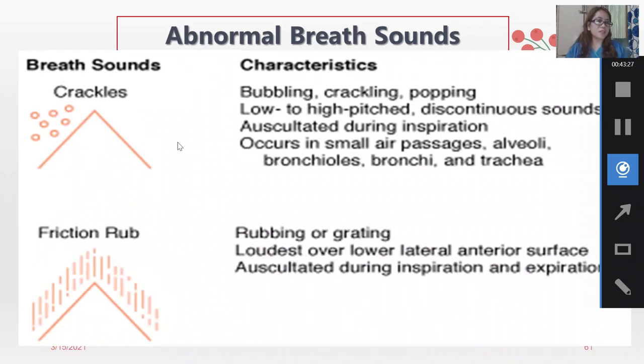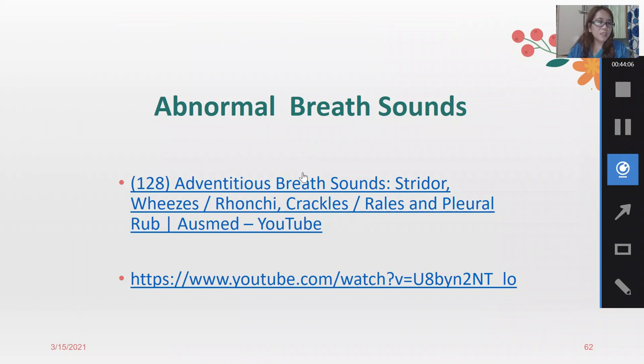Okay? Crackles. Again, meron tayong fine crackles. Again, this is just a summary or another explanation. Gusto ko kasi mas maraming reference. Bubbling, crackling, popping, low to high pitch discontinuous sounds auscultated during inspiration. It occurs in small air sacs, passages, or alveoli, bronchi, and trachea. Friction rub. It is from the word rubbing. It's a rubbing or grating sound, loudest over the lower lateral anterior surface, auscultated usually during inspiration and expiration. So this is an example of your abnormal breath sounds.